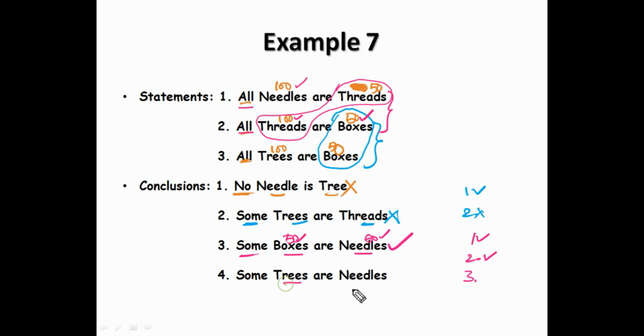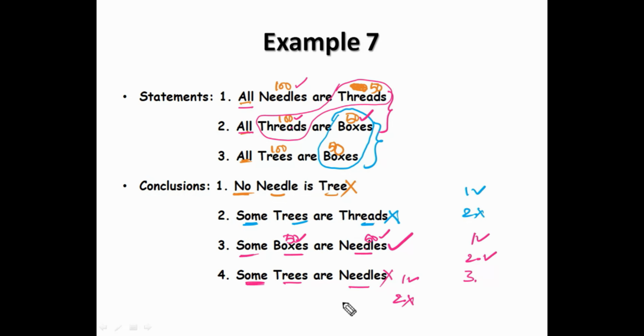Next is trees and needles. Trees and needle means first and last, combining all the three. First and second, positive and positive, result is positive. With that positive, result is positive. That is okay. First step cleared. In the second step, can you combine or not? First and second we can combine because for threads at least one value is 100. But second and third we cannot combine because both the values are 50 only. So step 2 itself fails, which means it does not follow.